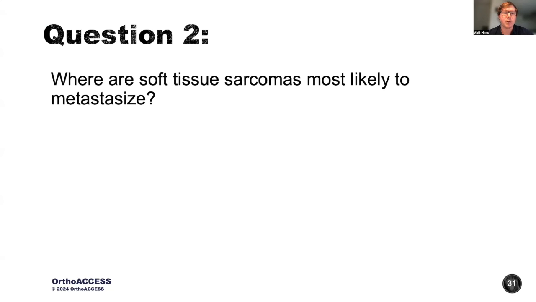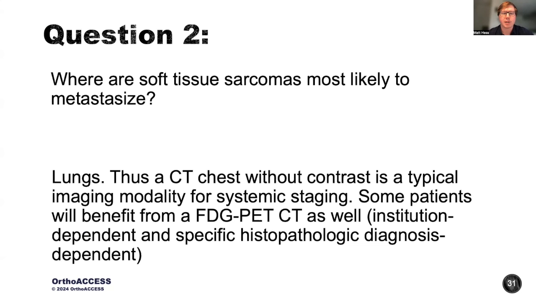Question two, where are soft tissue sarcomas most likely to metastasize? So as we talked about, the soft tissue sarcomas are most likely to metastasize to the lungs. So we get a CT chest without contrast as a typical imaging modality for systemic staging. Some patients will also benefit from an FDG PET CT as well. It's institution dependent and based on specific histopathologic diagnosis as well.